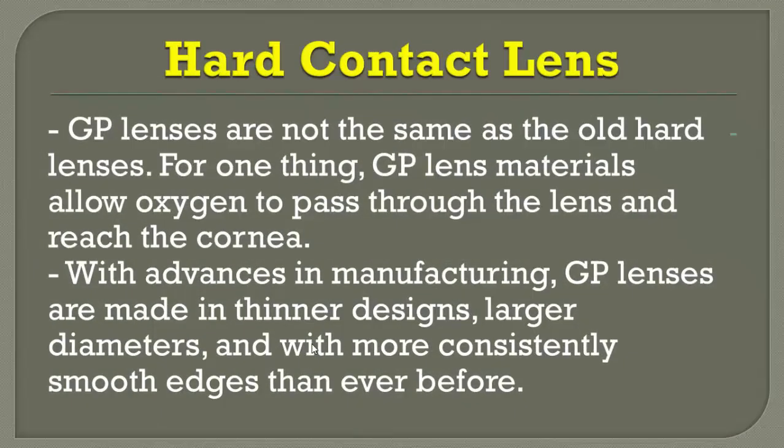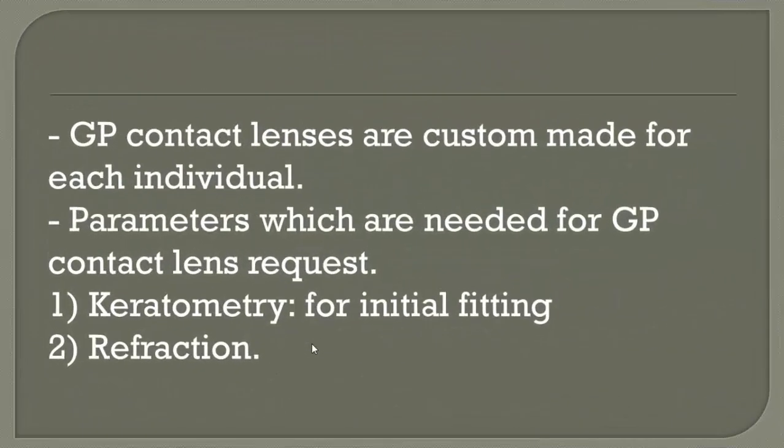Hard contact lens. Gas permeable lenses are not the same as all the hard lenses. For one thing, the gas permeable lens material allows oxygen to pass through the lens and reach the cornea. With advances in manufacturing, gas permeable lenses are made in a thinner design, larger diameters, and with more consistently smooth edges than ever before. Gas permeable contact lenses are custom made for each individual. Parameters which are needed for a gas permeable contact lens request include keratometry, which is needed for initial fitting, and refraction.